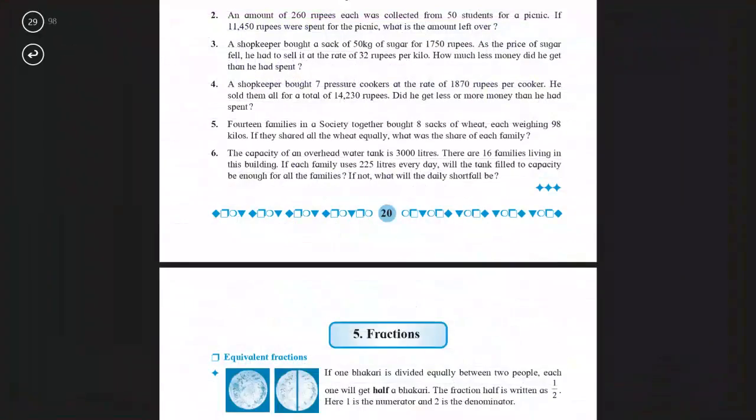Question number 3. A shopkeeper bought a sack of 50 kg sugar for 1,750 rupees. As the price of sugar fell, he had to sell it at the rate of 32 rupees per kilo. How much less money did he get than he had spent? Okay. So what is the question? He purchased how much? A sack of 50 kg sugar. So he purchased one sack of sugar that contained 50 kgs. And how much money did he pay for it? 1,750 rupees. After some time, what happened?